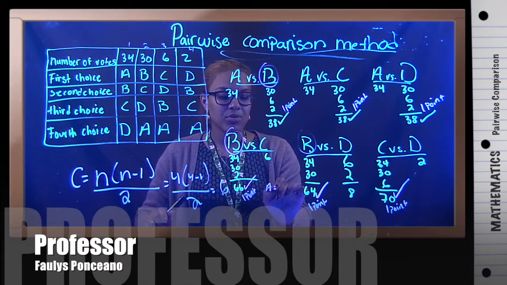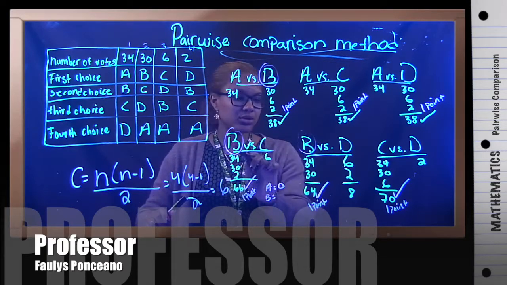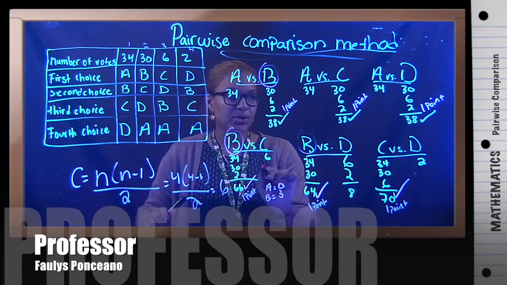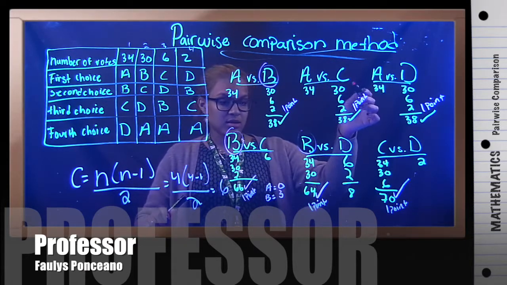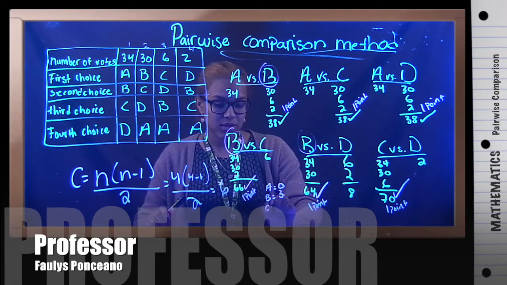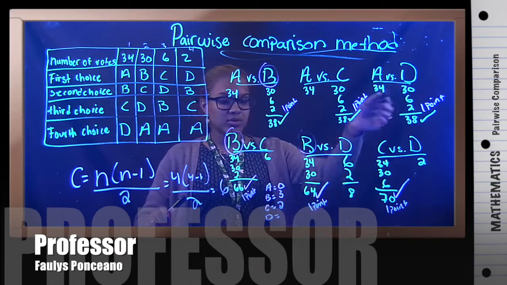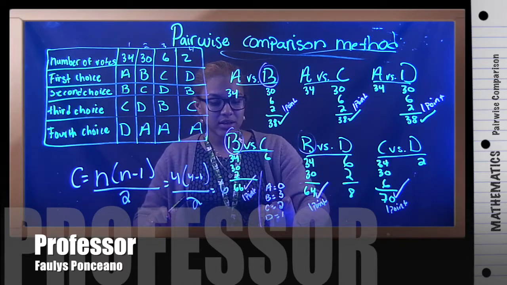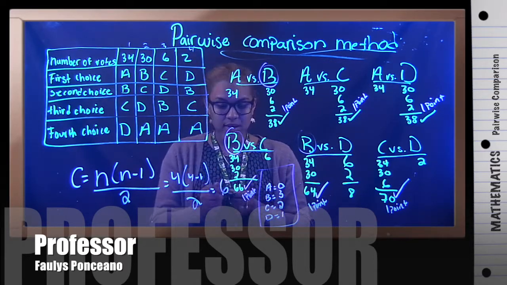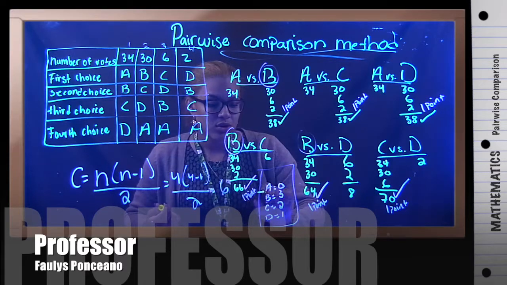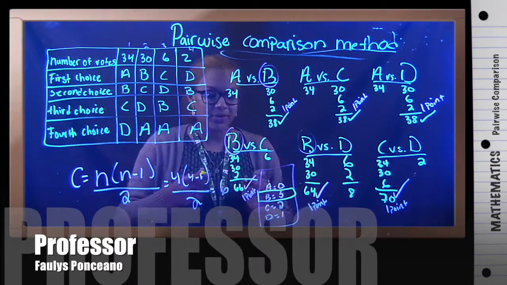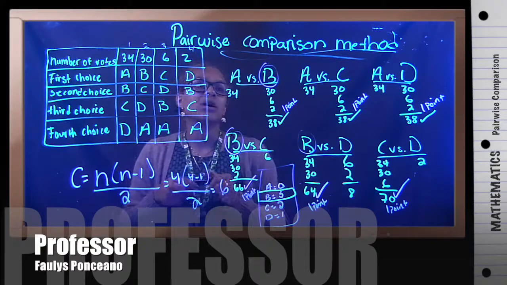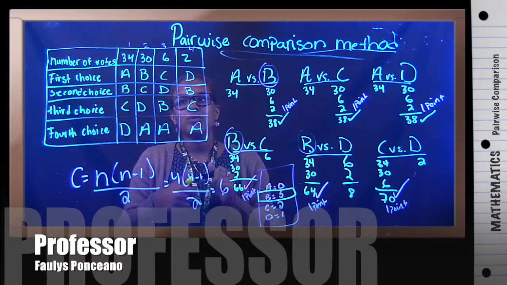So A, how many points A has? 0. How many points B has? 1, 2, 3. 3 points. How many points C has? C has 1, 2. So he has 2 points. How many points D has? D has 1 point. So looking at this, which one has the most points? And that is B. So option B is your final answer. So using the pairwise comparison method, option B wins. And that's your answer for this example.